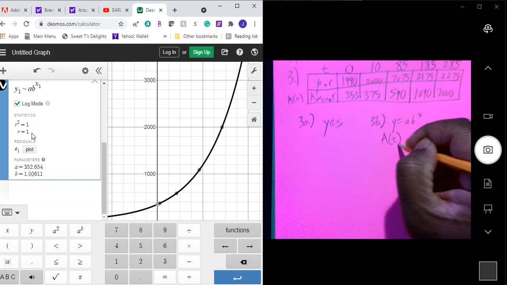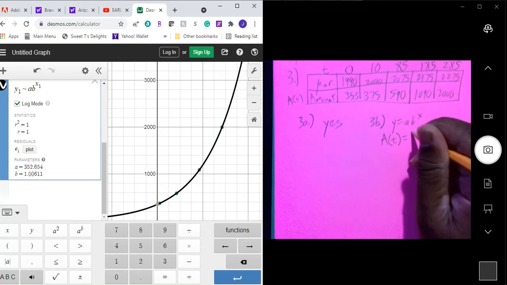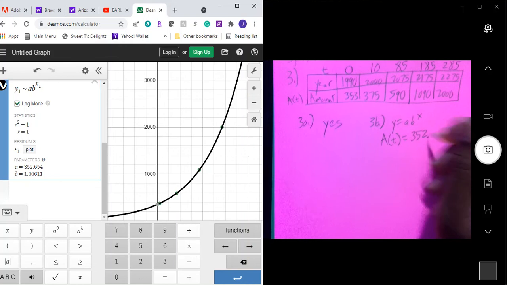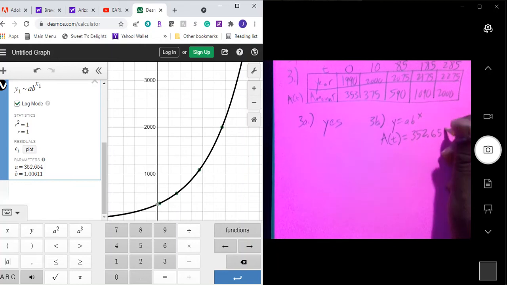So we'll write A of T is equal to, now they tell us what A is equal to. They didn't tell us to round this, but we'll round to 2 decimal places. So A would be 352.65. Now B we're going to round to 3 decimal places. It'll be 1.006.